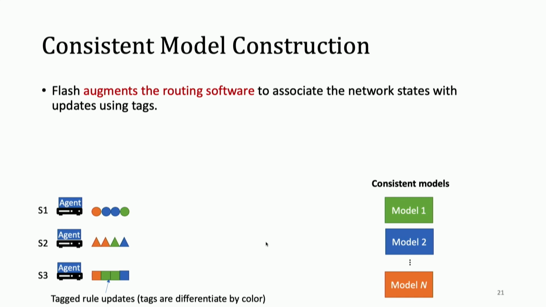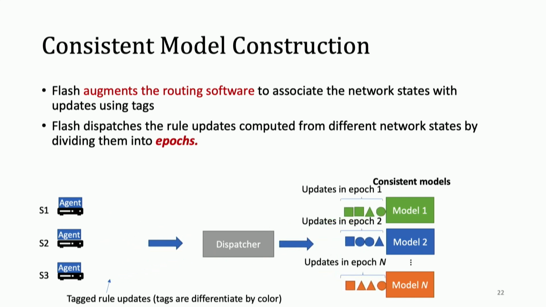Just to further illustrate how the consistent models are constructed, each agent tags the root update with its associated network states. In this example, we have 3 network states, marked as 3 different colors, and each agent's updates are marked with a different shape. They send all the updates through the dispatcher. The dispatcher puts them in different epochs. Then the consistent model will check if any node is synchronized. If it is synchronized, then it processes the update and marks this node as synchronized.